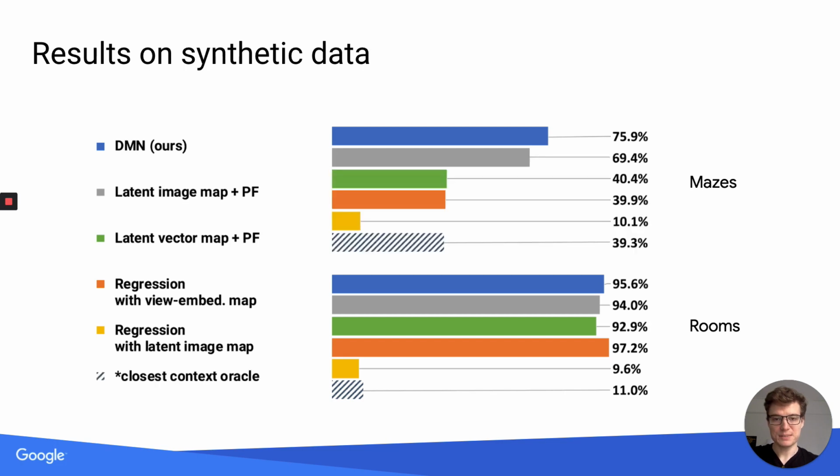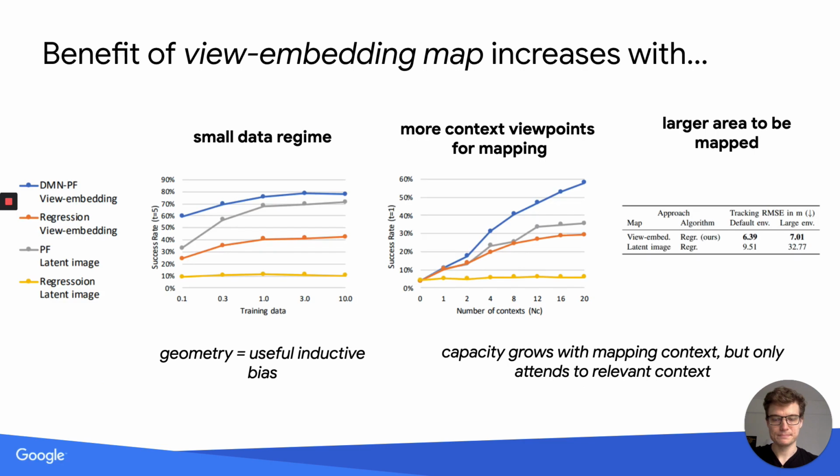We observed very similar tendencies in the simulated domains. We also evaluated the models in various settings to understand the importance of each of the components. Without going into details, we observed the following. Compared to alternatives, the benefit of our view-embedding map structure increased further when we train in a small data regime. This is probably because geometric structure here acts as a useful inductive bias for learning.